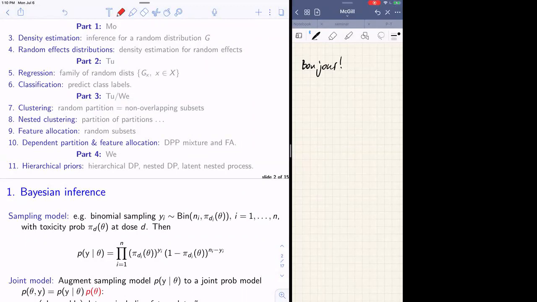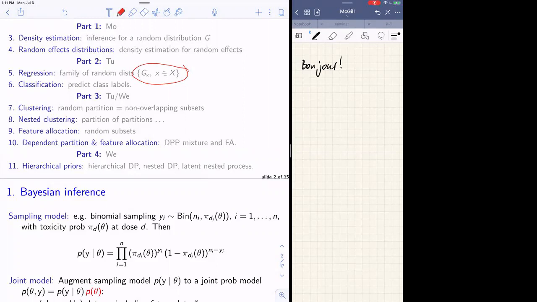Then tomorrow on Tuesday, we'll talk about regression. I like to think about regression as inference on a family of distributions, let's call them G sub x, that are indexed by covariates. In a way, that's what regression is about, right? For a given covariate, you want to have a distribution of the outcome of interest.